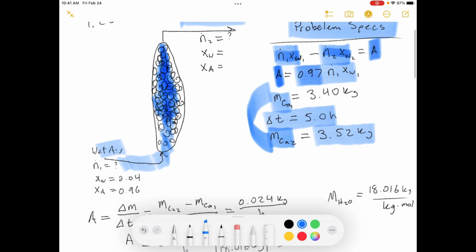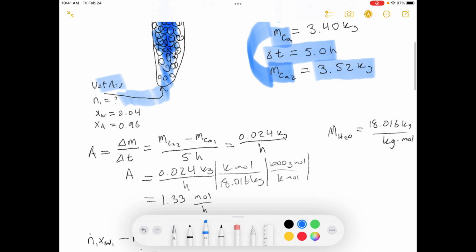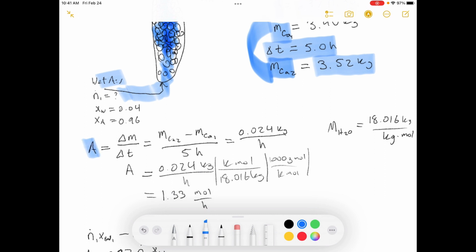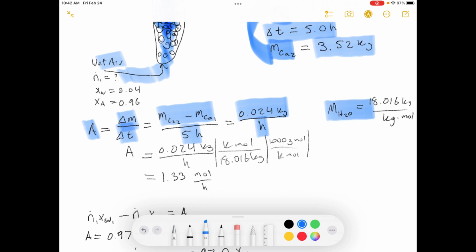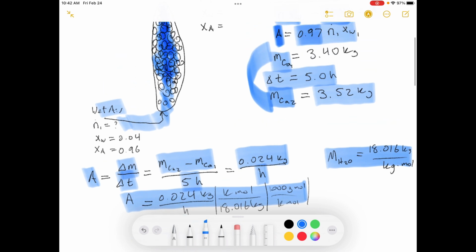Okay, so let's go ahead and calculate A. We have the mass flow rate. We have the difference in the masses over the difference in time. That's the mass flow rate, so we need to convert that into a molar flow rate. So we have this conversion here, and we get 1.33 moles per hour. Okay, so that's the first step. Now we've calculated an actual number for what A is based off of the information that they gave us here.